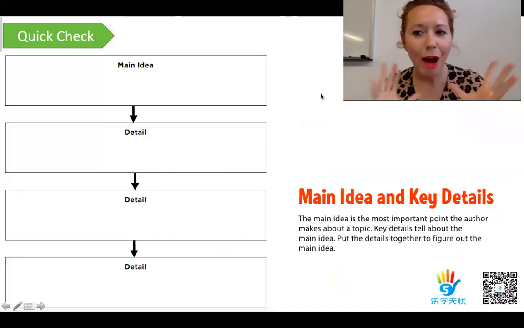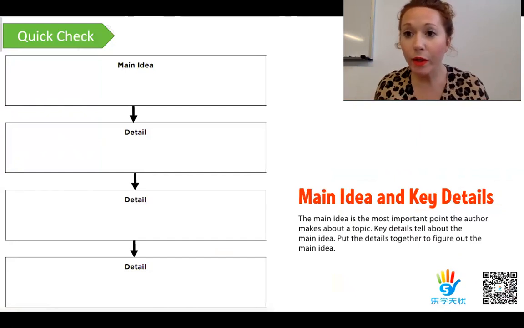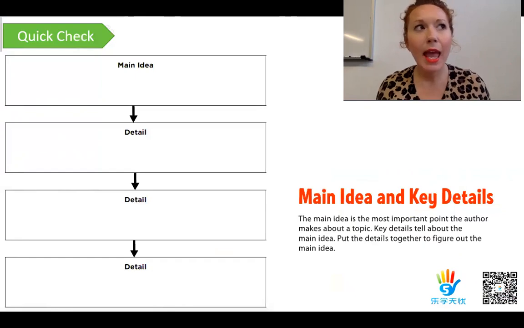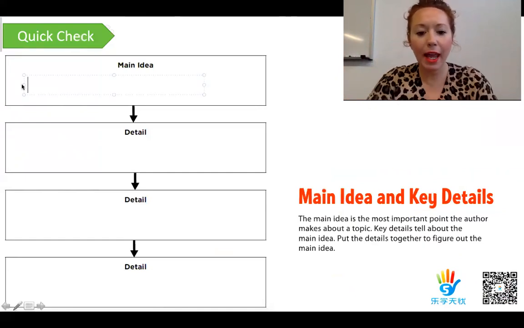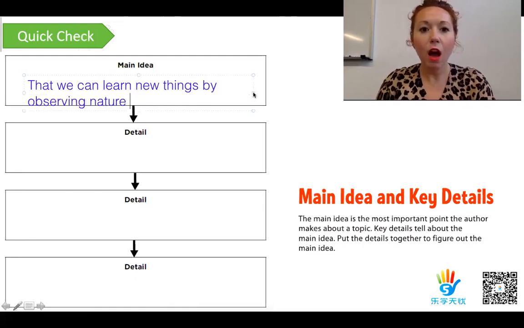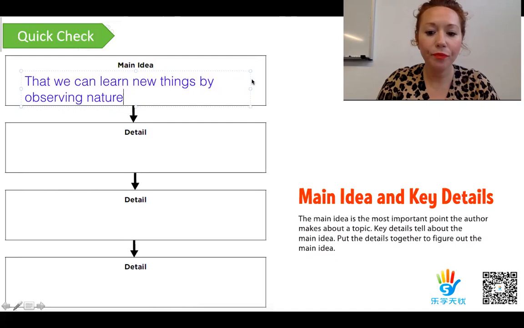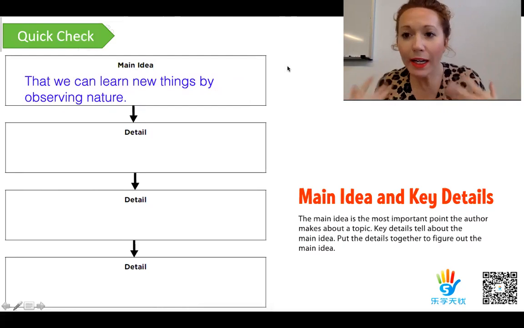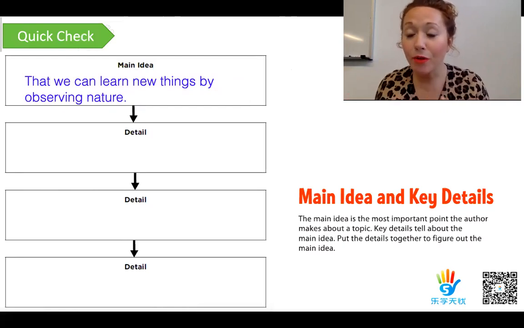Okay, so let's wrap up with a little summary. Now, we learned that people and scientists and inventors can learn new ideas by observing nature. Okay, so that is the main idea of our story today, that we can learn new things by observing nature. Okay? Now, in our story today, let's go through. What is it that the inventor observed in order to learn a new idea?